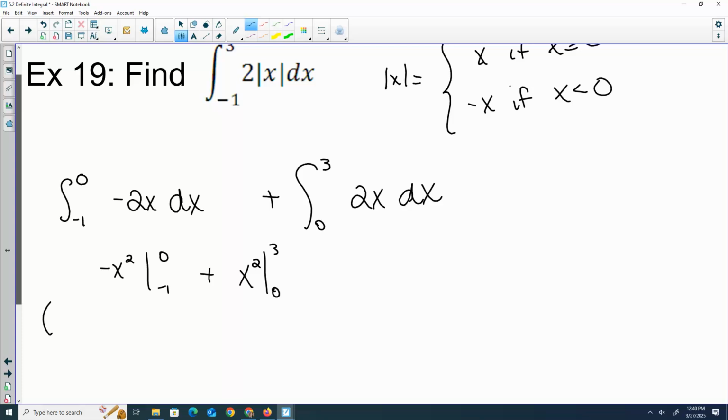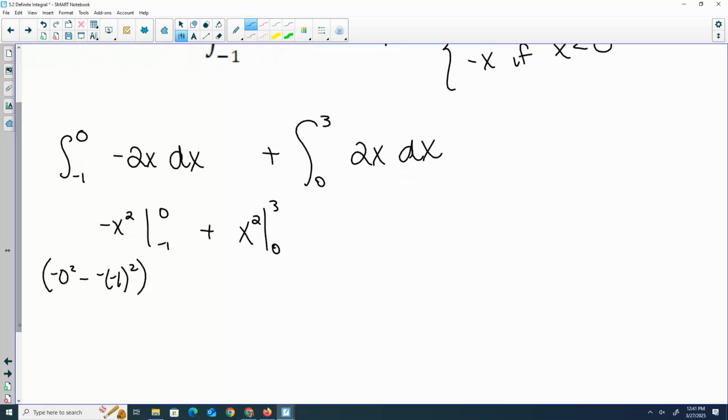Okay, so the first one. Wait, x squared. Oh. So I have the opposite of 0 squared minus the opposite of -1 squared. So I get 0 plus 1. Over here, 3 squared minus 0 squared. 9 minus 0.